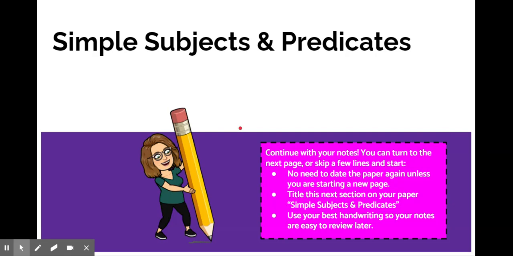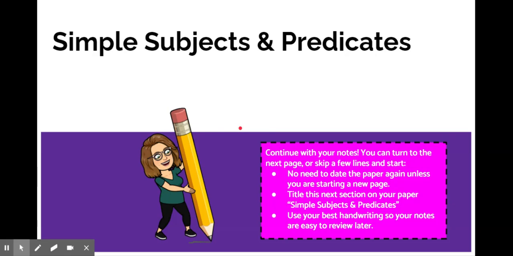So we're not talking about complete subjects or predicates anymore. Now we're down to the simple ones, usually one-word responses. And they're sometimes kind of tricky. They're words that you're like, well, that's not a very important word. But guess what? It is.